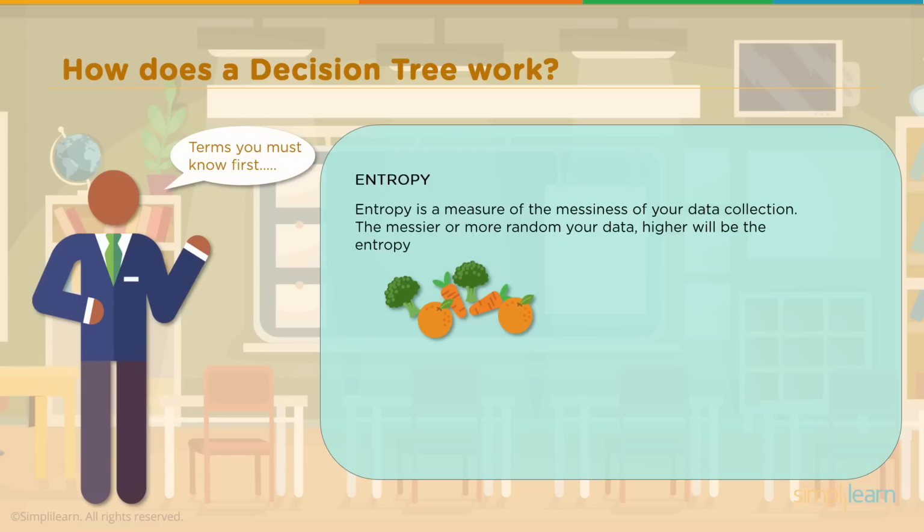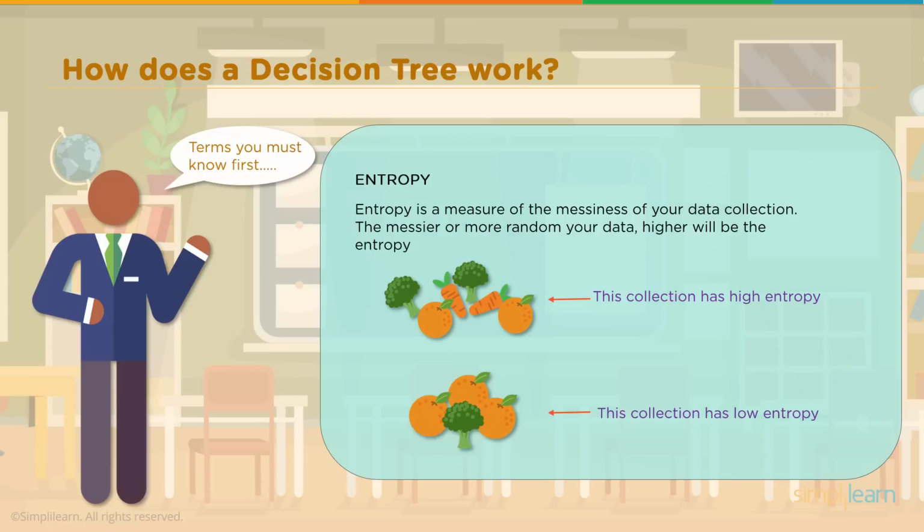One of the most important concepts that powers a decision tree is entropy. Entropy is a measure of the messiness of your data collection. The messier or more random your data, the higher the entropy. So we can see here we have broccoli, oranges, and carrots all mixed together, and it's very chaotic. You could say this collection has high entropy.